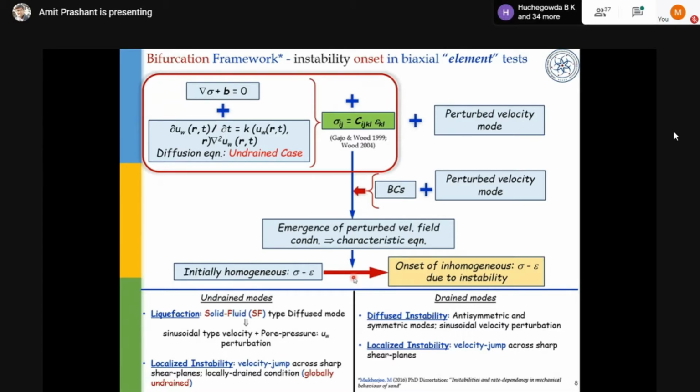We looked at different mathematical formulations, constitutive equations, and how we can predict the bifurcation, using the bifurcation method, to predict what happens with different modes of failure, or instability. And when we do simulation, how are these things going to impact our simulations? The simulations we are doing today, we assume that they are correct, but are they really correct? That is the question. So we looked at different undrained as well as drained modes with liquefaction and localized instabilities and so on.